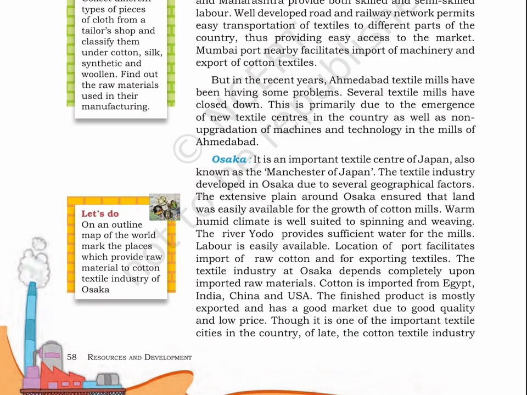Though it is one of the important textile cities in the country, of late, the cotton textile industry of Osaka has been replaced by other industries such as iron and steel, machinery, shipbuilding, automobiles, electrical equipment, and cement. At the bottom left side, there is an orange box which reads, Let's do. On an outline map of the world, mark the places which provide raw material to cotton textile industry of Osaka.